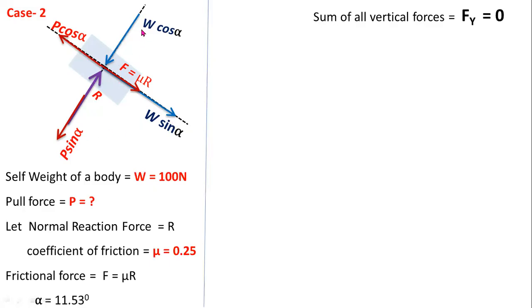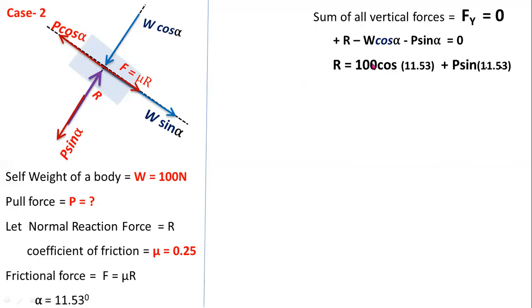Now these are the forces along the normal plane: P sin alpha and W cos alpha. Now for determining the value of normal reaction R, you have to resolve all the forces normal to the plane. For downward direction, you have to consider negative sign. For upward direction, you have to consider positive sign. So here plus R minus W cos alpha minus P sin alpha equal to 0.